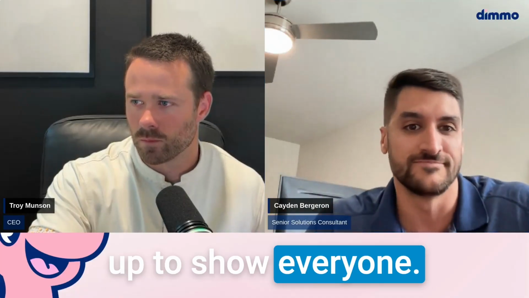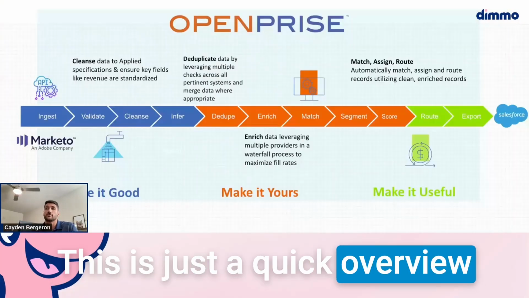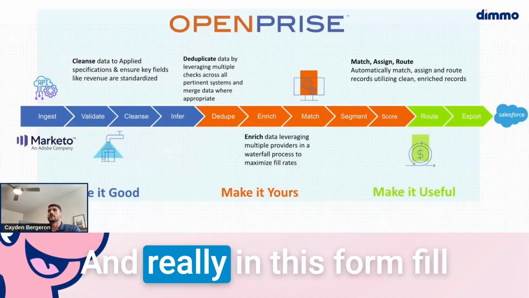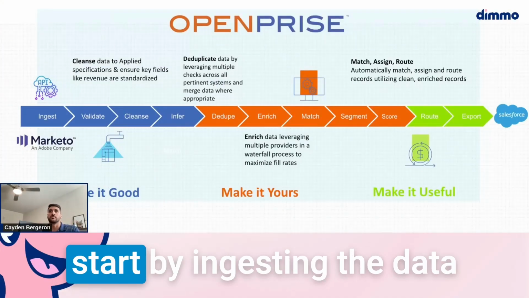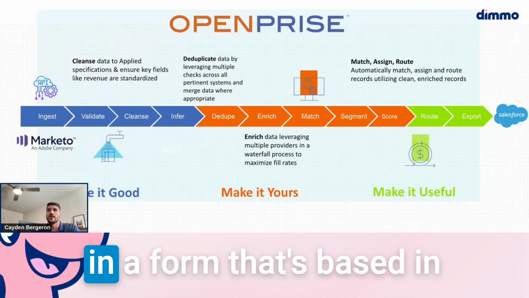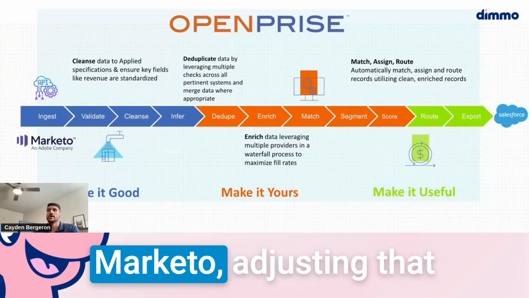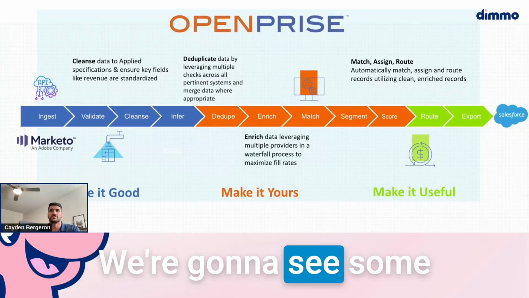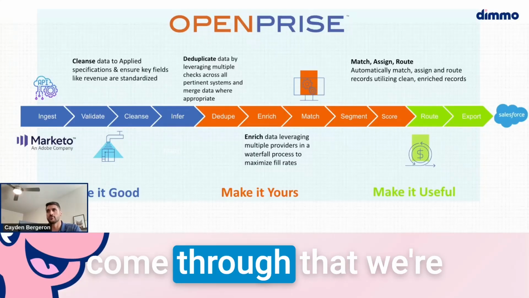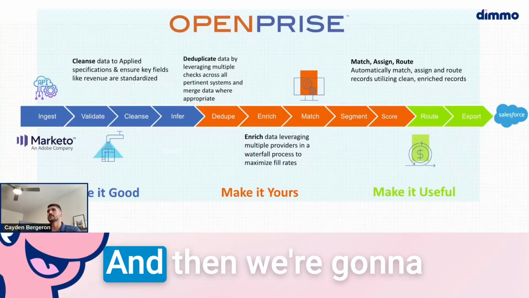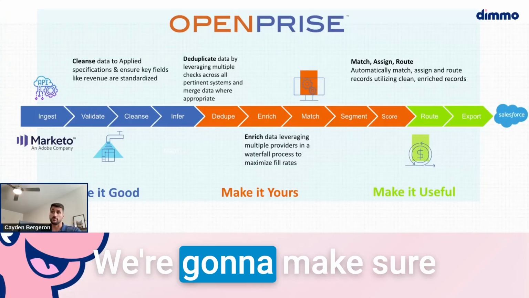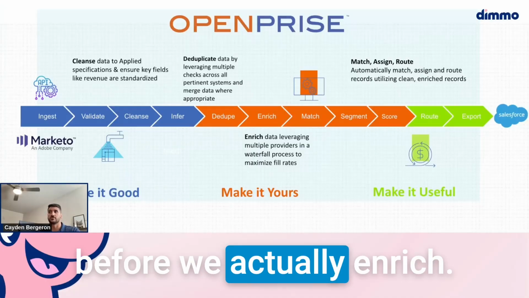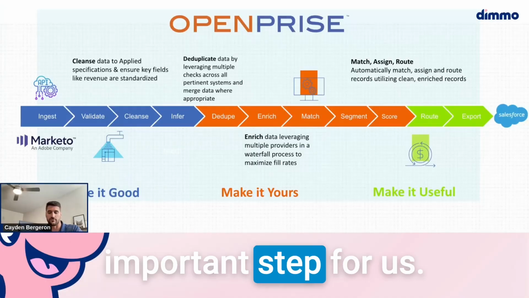to show everyone. This is just a quick overview of the demonstration flow so everybody can follow along. In this form fill demonstration, we're going to start by ingesting the data from a form that's based in Marketo, doing some validation, cleansing and inferring. We're going to see some common data errors that come through that we're going to be able to address. And then we're going to have a dedupe step. We're going to make sure that we're not creating any duplicate records before we actually enrich. This is a really important step for us.